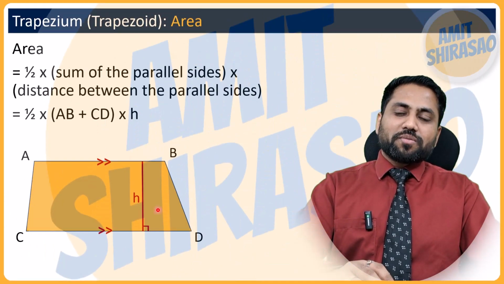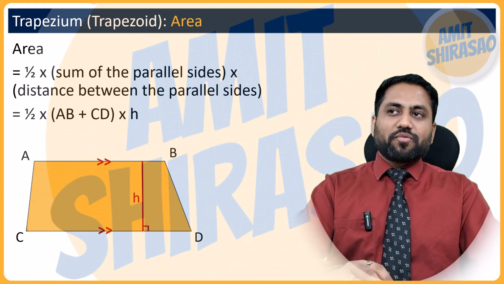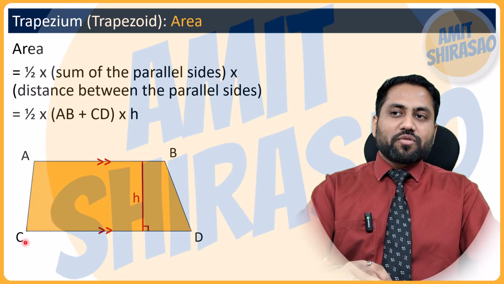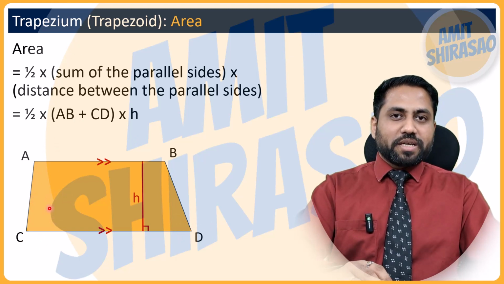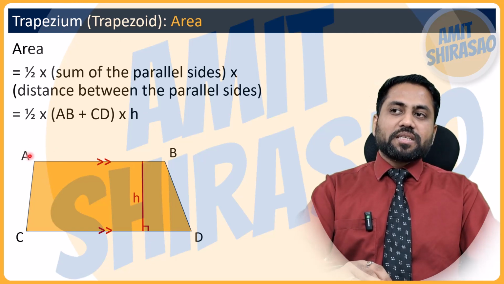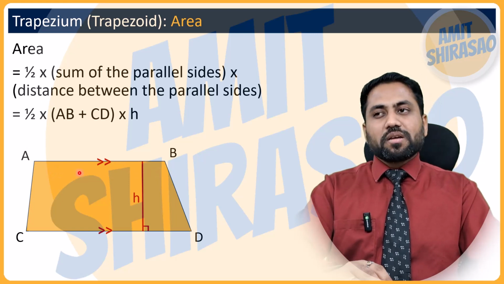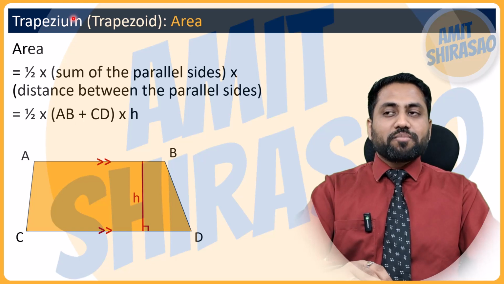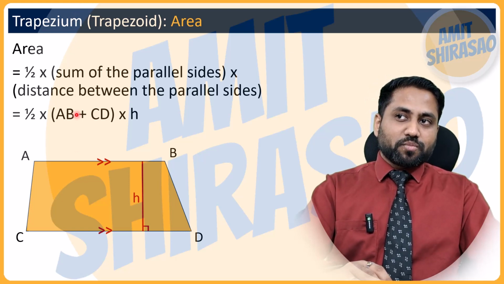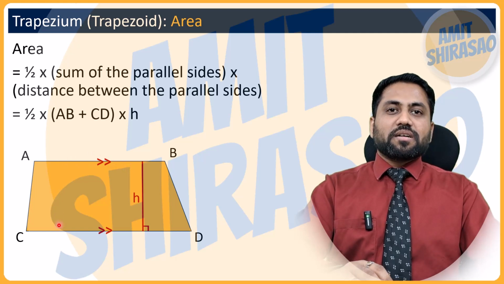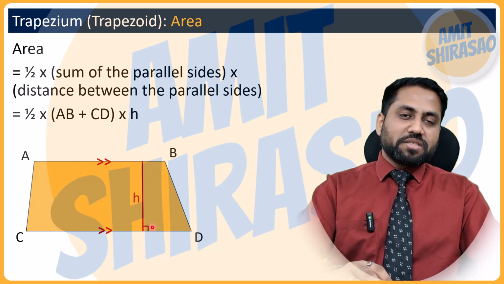How will you prove this, by the way? Just extend the legs so that it forms a triangle. The area of the bigger triangle will be equal to half of this base multiplied by the bigger height, right? And the area of the upper triangle, which is cut off, is half of base AB multiplied by this smaller height. Now this bigger height minus this smaller height is the height of the trapezium.